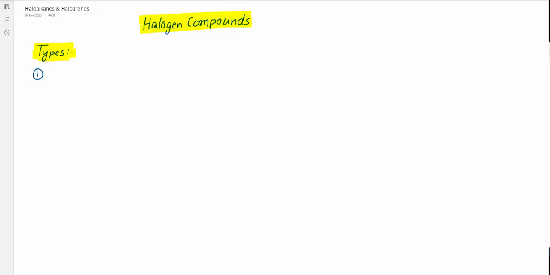Let's start our new topic today, that is a new chapter today, haloalkanes and haloarenes. Basically, these are the halogen compounds of carbon, and here let's start with the classification of these halogen compounds.